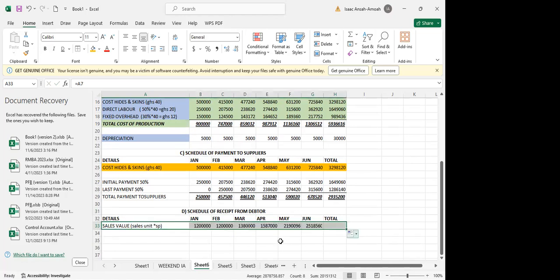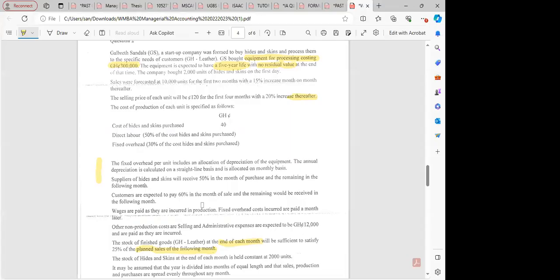Credit terms, we're saying that customers are expected to pay 60% in the month of sale, right? Whatever we have sold to customers, we expect them to make a deposit of 60% when they buy or when we sell. And then the remaining will be received in the month following. So for January, we are receiving 60% of whatever we sold in January, and we see the other 40% in February. For February, we are receiving 60% in February. The other will be received in March.